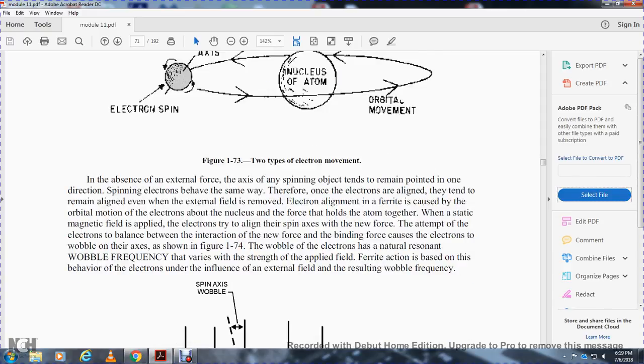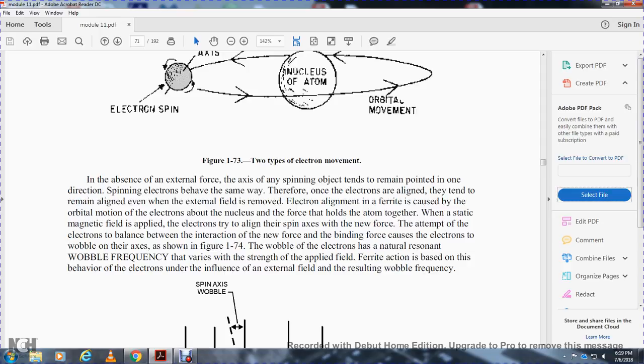In the absence of an external force, the axis of any spinning object tends to remain pointed in one direction. The spinning electrons behave the same way. Electrons that are aligned tend to remain aligned after the external field is removed. The electron alignment of the ferrite is maintained by the orbital motion of the electrons about the nucleus and the force of the whole atom together with the stack of the magnetic fields applied.